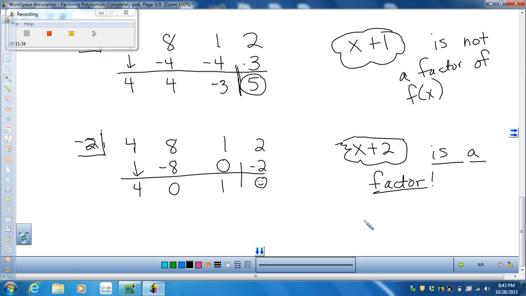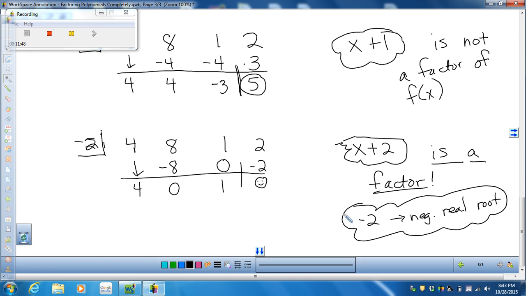So -2 was our negative real root that Descartes' rule of signs said we would have. That's our one real root that it predicted. So now what's left is, this is my x squared, this is my x, and this is my no x. We're left with 4x squared plus 1 as the remaining part of our polynomial.